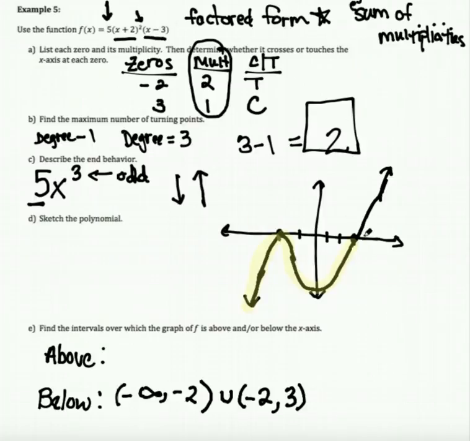Now my last piece, I can see that it is above the x-axis, okay? This piece is above the x-axis. So I'm going to go ahead and write that out. That starts at 3 and is above the x-axis through infinity. All right, so we have one piece that's above the x-axis and two pieces that are below the x-axis.